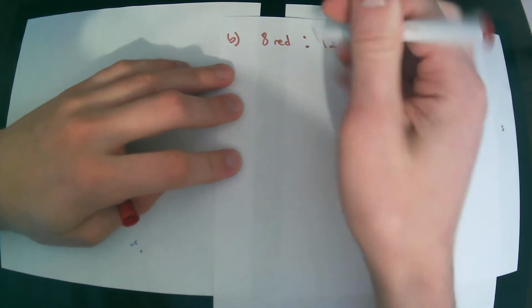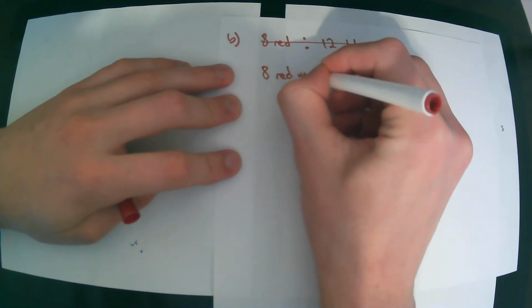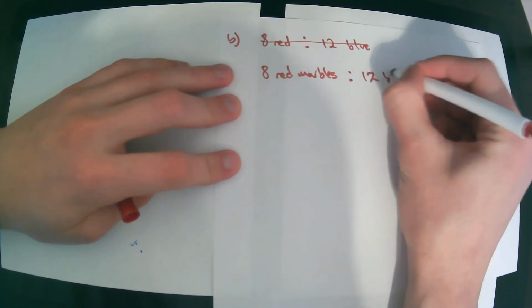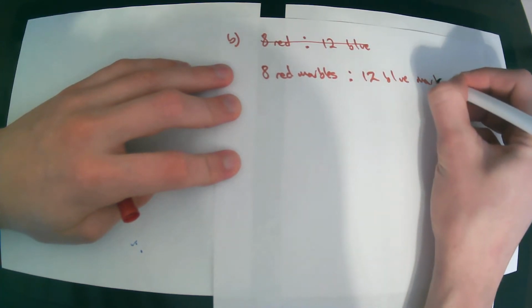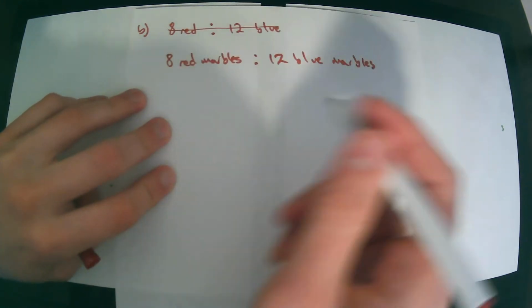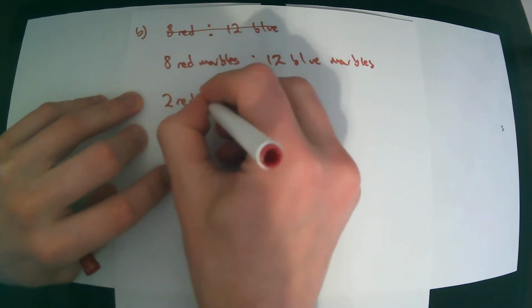So, I left out the word marbles. We should be specific about the units. I'll try to stick to that. I'll try not to be lazy and leave off words. Okay, so I need to simplify this. Again, I can pull a 4 out. So it's going to be 2 red marbles.